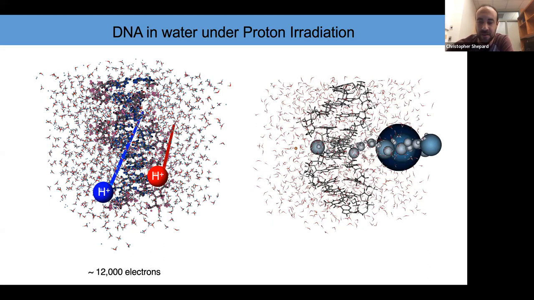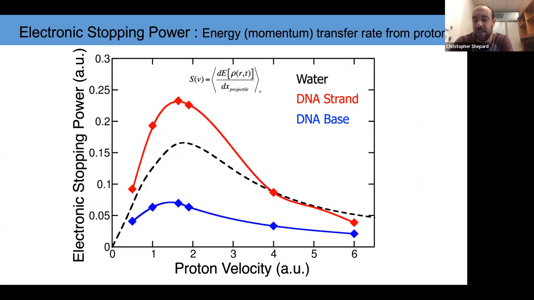And so why use Wannier functions here at all? Well, using Wannier functions, we can essentially break down the contributions from water and DNA. And doing this and looking at one of the key properties here, electronic stopping power, or the change in energy with respect to change in position of the projectile, we could separate out contributions to the stopping power from the DNA strand, the red path, versus the DNA base, the blue path, and compare that to the stopping power for a proton in liquid water, which is what's commonly used for cancer research.